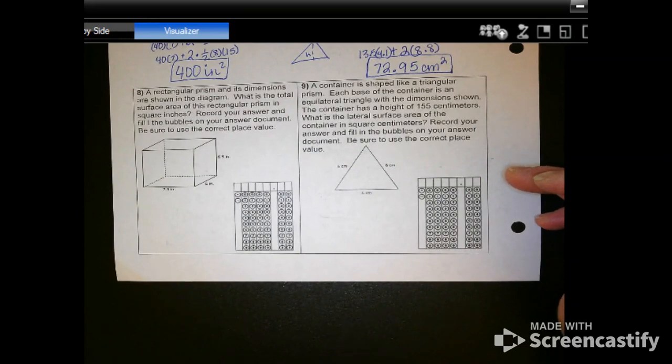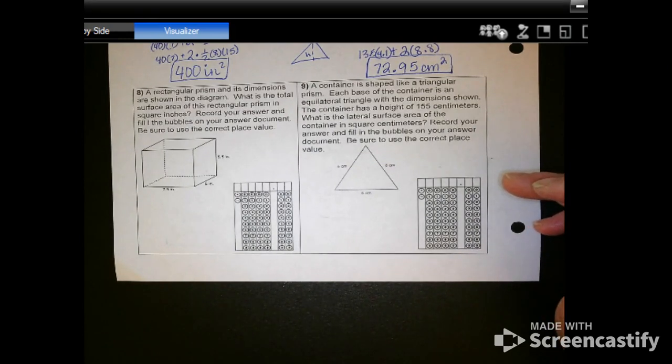Okay, a rectangular prism. I am talking. Okay, Mikey, head up. A rectangular prism and its dimensions are shown in the diagram. What is the total surface area?